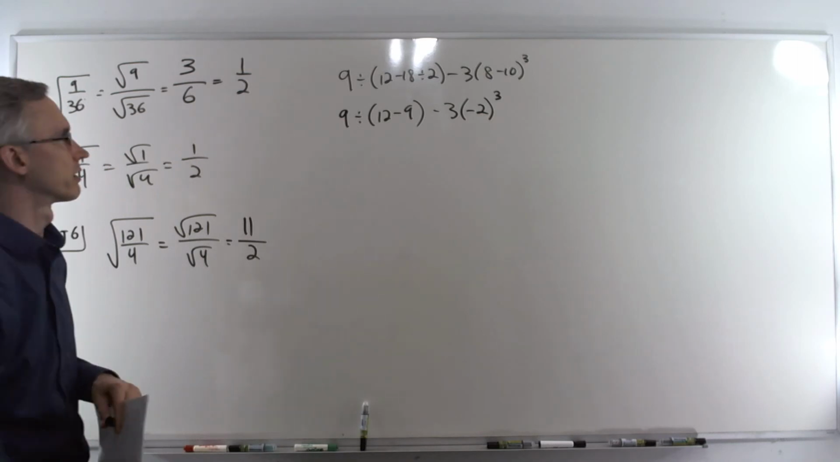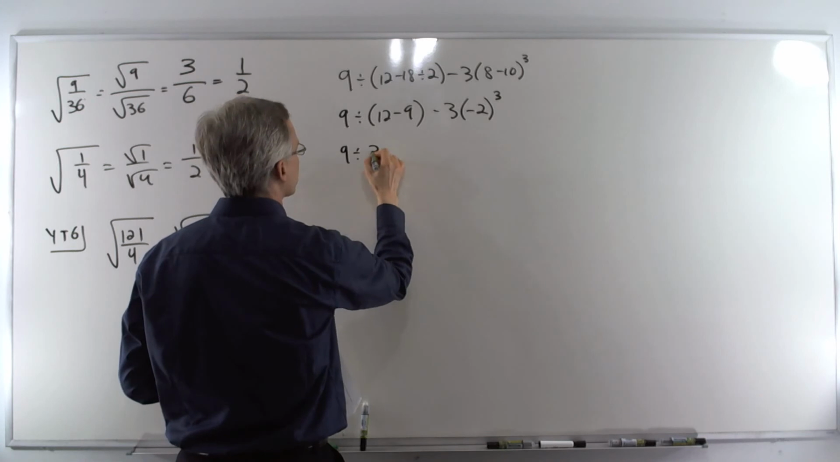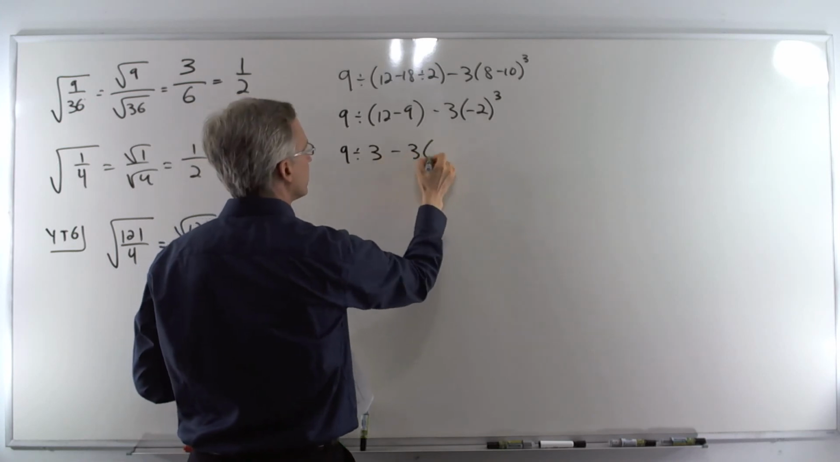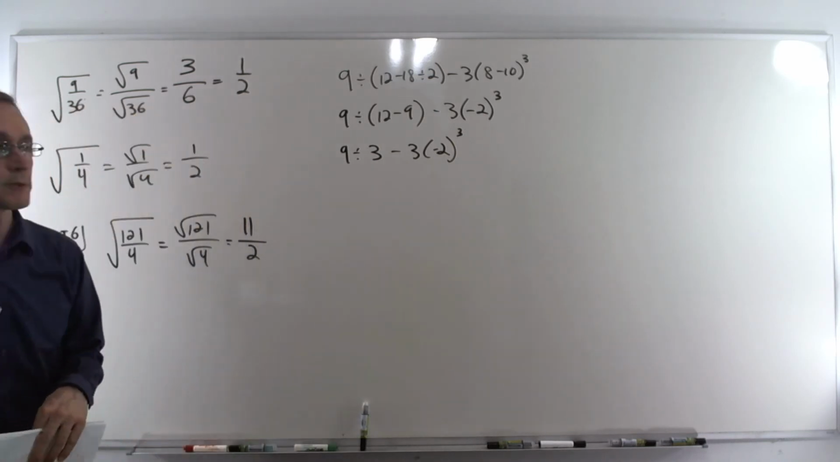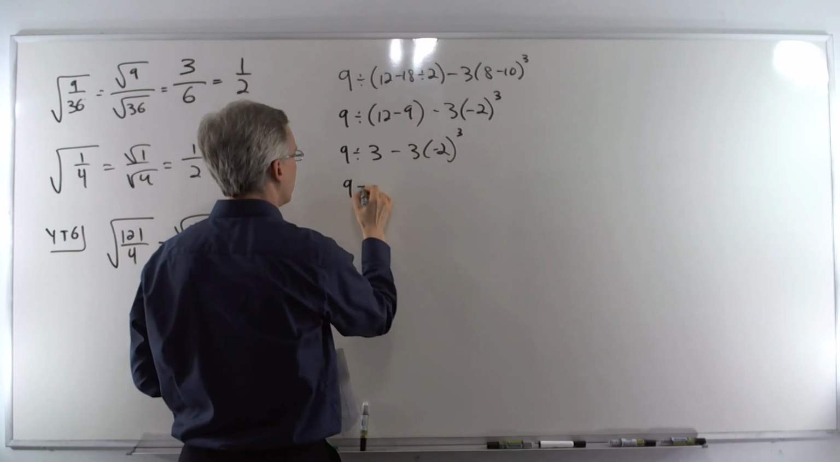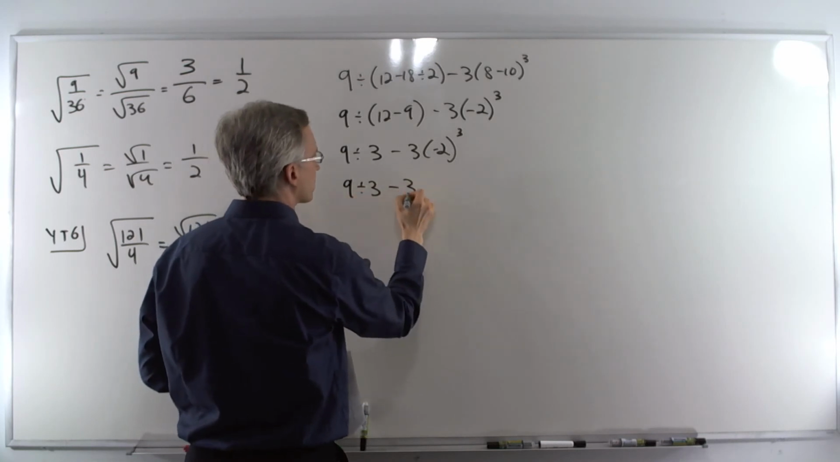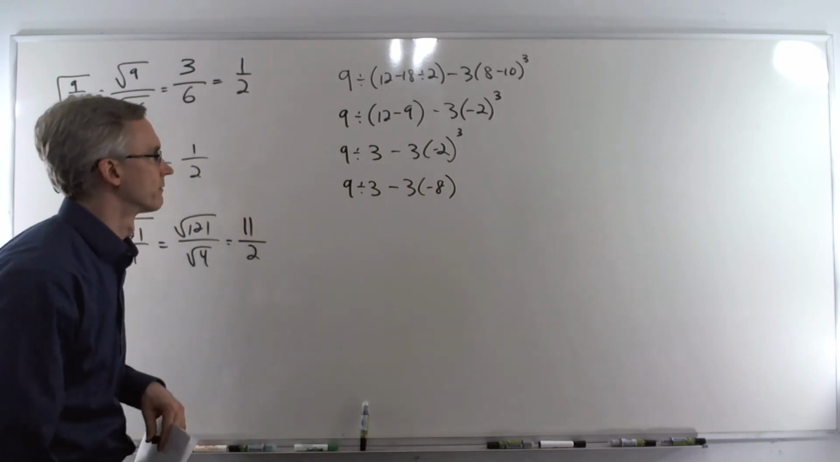All right, now we can complete this parenthesis here. 12 minus 9 is 3. Minus 3 times negative 2 to the third power. All right, exponents are next. Negative 2 to the third is negative 8. So that gives us 9 divided by 3 minus 3 times negative 8. Put those negative numbers in parentheses.